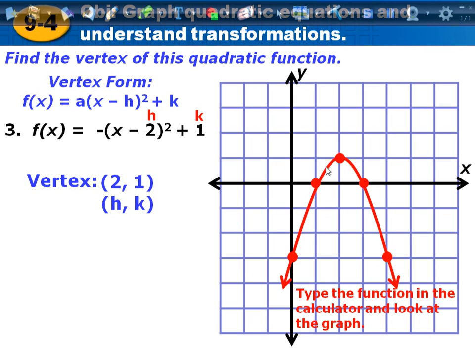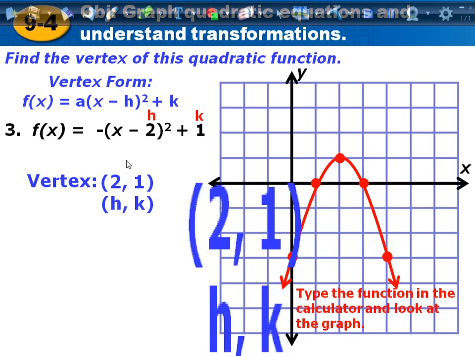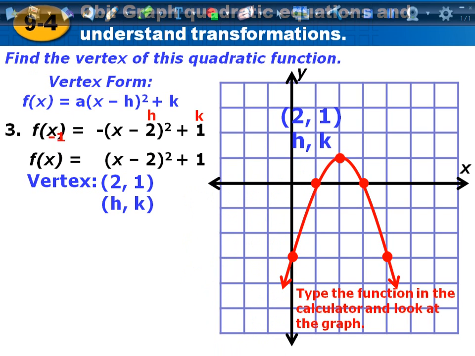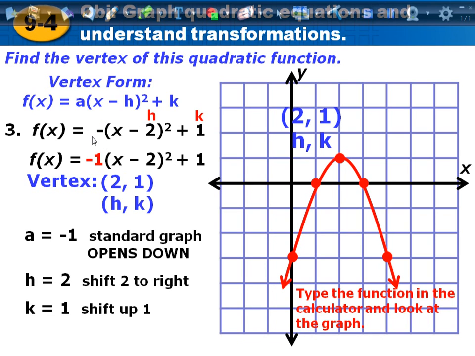So again, I'm going to show you what this is going to look like. This is what the graph of this is going to look like. Again, I'm going to plot my vertex at 2, 1. There's actually a -1 since there's a negative right here. Since there's a negative, that's going to tell me that my U shape is going to open downward.